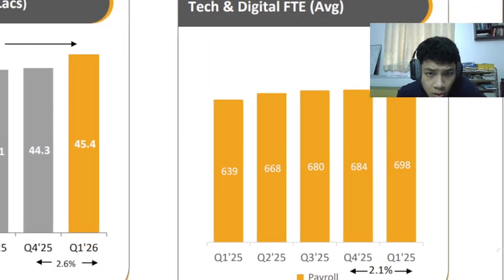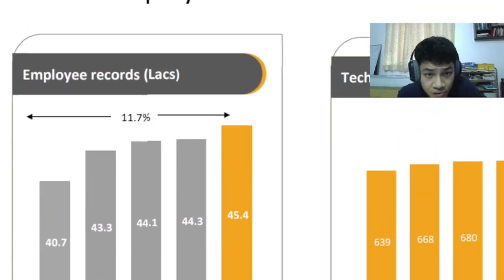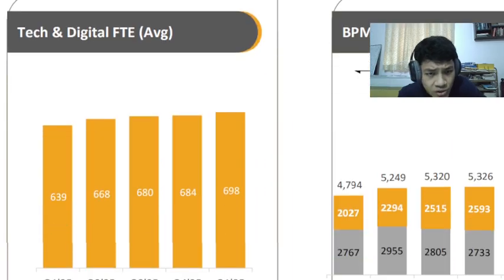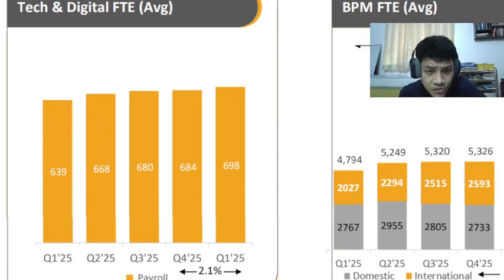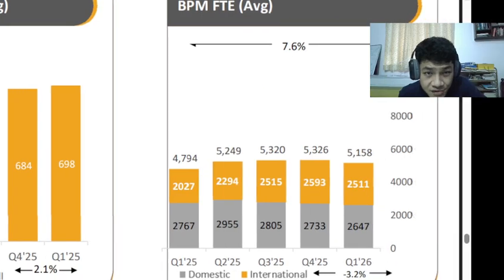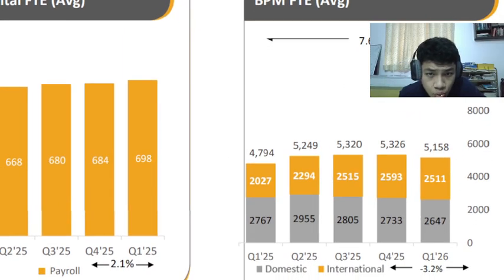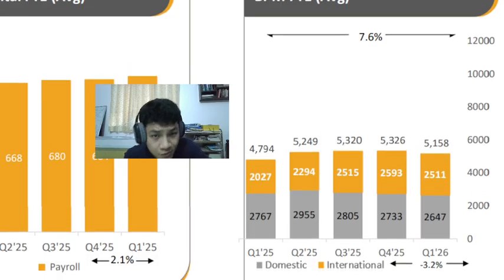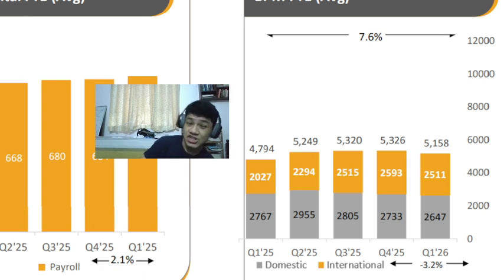Now here we see the employee records. I think we saw that. Tech and digital full-time equivalent employees seem to be increasing. Here we see the business process management. Wow. So out of this business process management, 5,158 workers were working in quarter one fiscal 2026. 2,600 were working domestic, 2,500 are working internationally. Okay, the company has a significant international presence. All right.